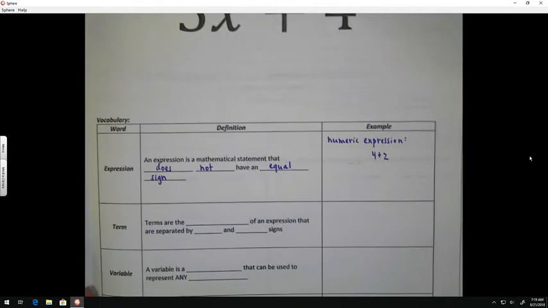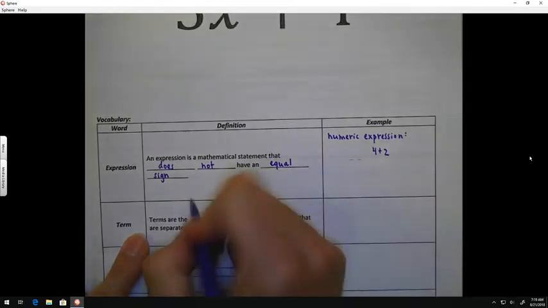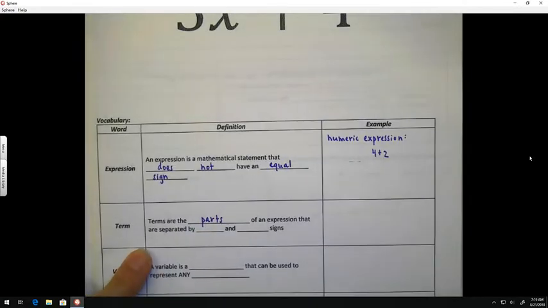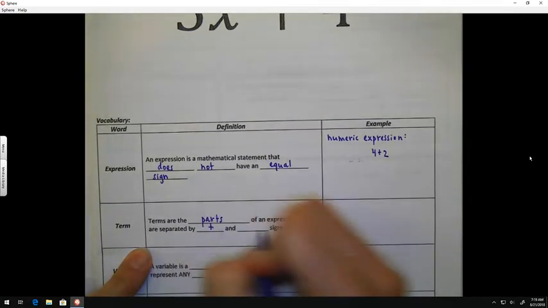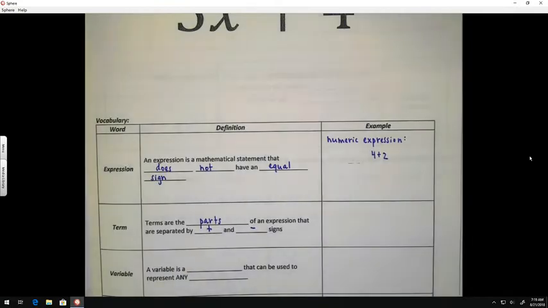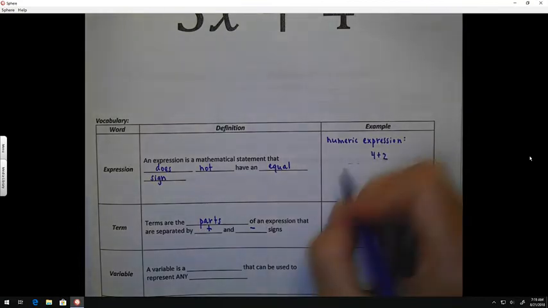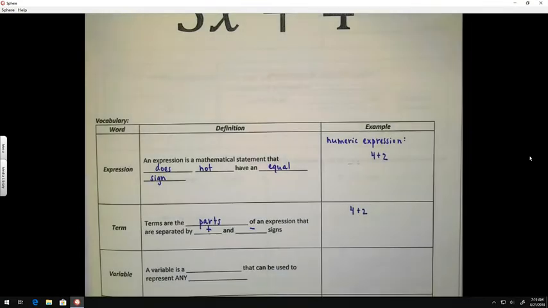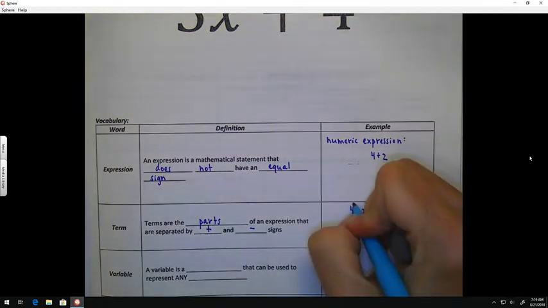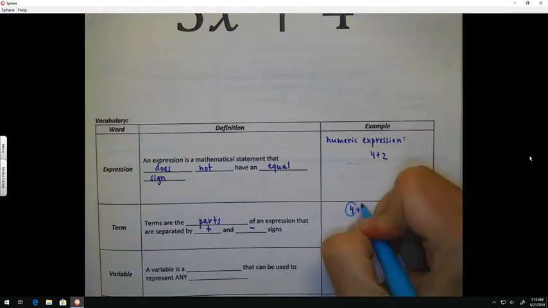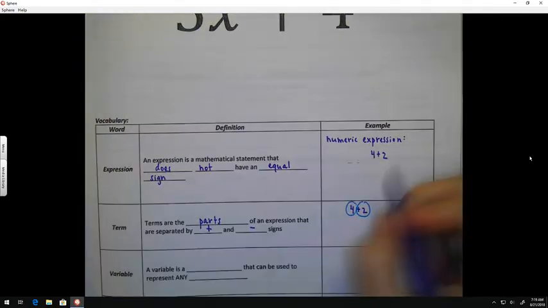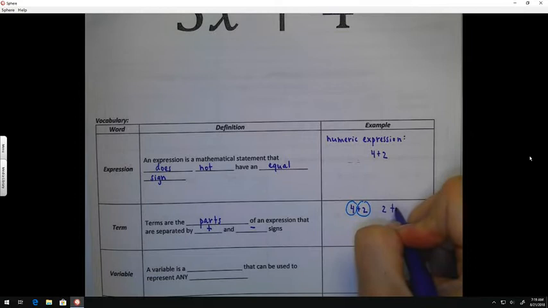Now, terms. Terms are the parts of an expression that are separated by addition and subtraction signs. Right? So again, if I looked at my numeric expression 4 plus 2, my terms, my parts, would be a positive 4 and a positive 2. We would say that expression has two terms.